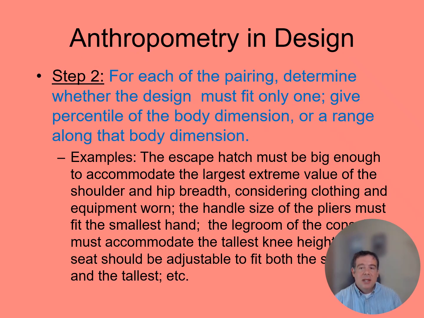And then we're going to design for each of the pairings, determine the design. Can one size fits all work, or do we need to take a percentile of that body measurement? So think of when we were talking about clearance, we want the 90th percentile for the height. Rather for reach, we want that smallest person. So we're going to use the female, and then go down to about the 5th percentile. So those would be ways we can design.